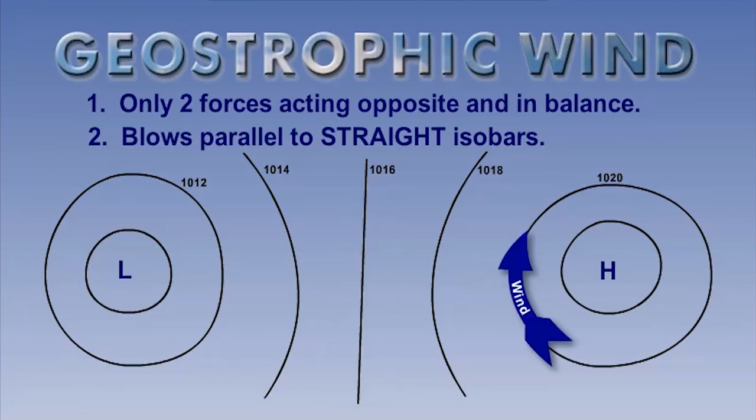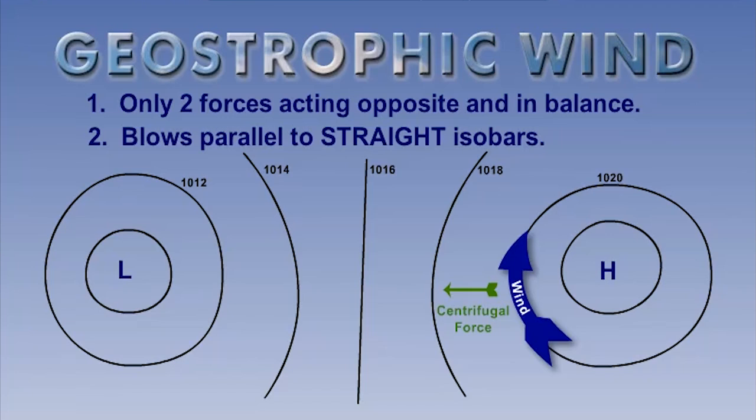If we have curved isobars, then another force is introduced, namely centrifugal force. You may have experienced it yourself when driving quickly round a sharp bend. You feel the sensation of being thrown outwards. This is a centrifugal force acting.